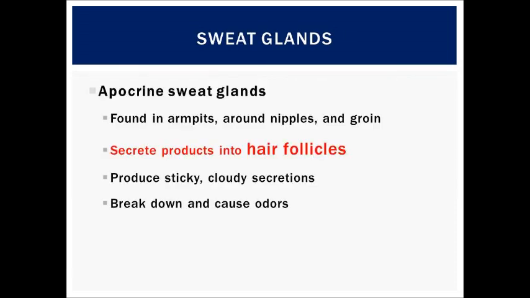Okay, after the sebaceous glands, let's look into the sweat glands. There are apocrine and merocrine sweat glands. Apocrine sweat glands are located in the armpits, around nipples, and groin area. They produce secretions into hair follicles. The secretions are sticky and cloudy. They are also responsible for body odors from bacterial breakdown.